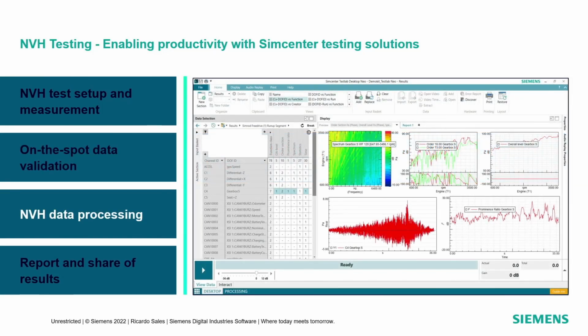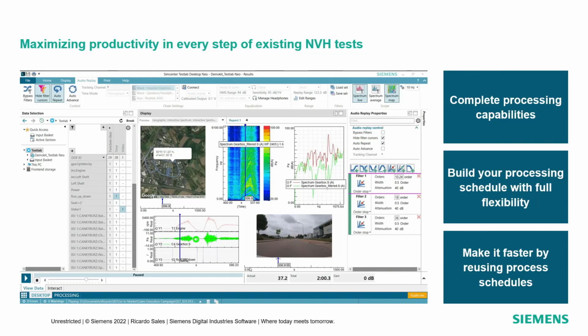The next step is the NVH data processing. Let's see how it works for the operational NVH campaign. So in this first part, I will show how easy it is to process the data with Simcenter Testlab Process Designer. We have a complete library of processing available, and also it's a very flexible tool that allows you to build your own processing schedules and also save them for later usage.